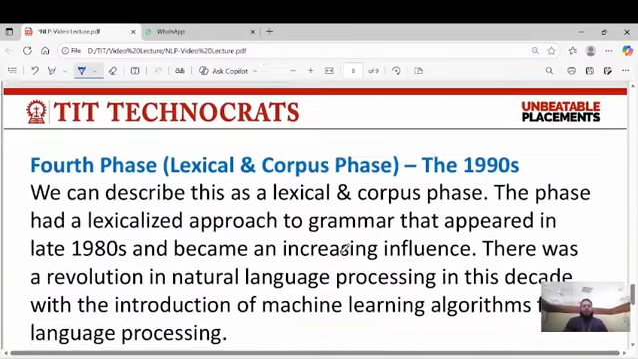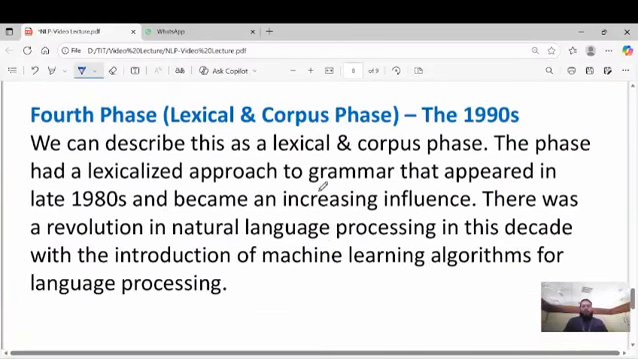And the last phase starts from the 90s. This phase is also called the lexical or corpus phase. Basically, a corpus is a collection of text, or we can say a huge amount of data sets. We can describe this as the lexical and corpus phase.